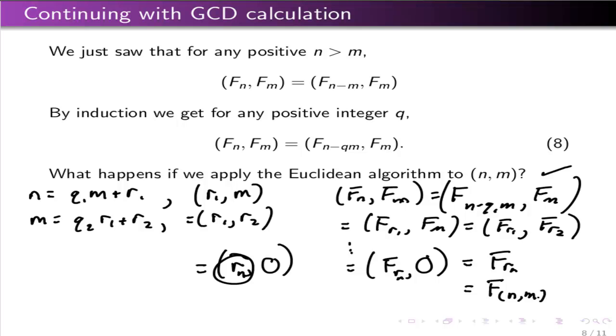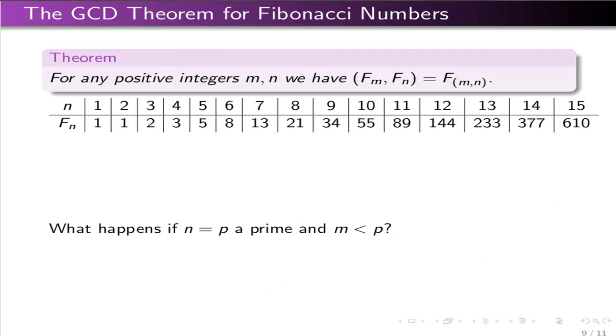A startling property. So let's restate this as a theorem. For any positive integers m and n, if you want to calculate the GCD of f m and f n, then by the Euclidean algorithm, it's just the Fibonacci number whose subscript is the GCD of m and n.